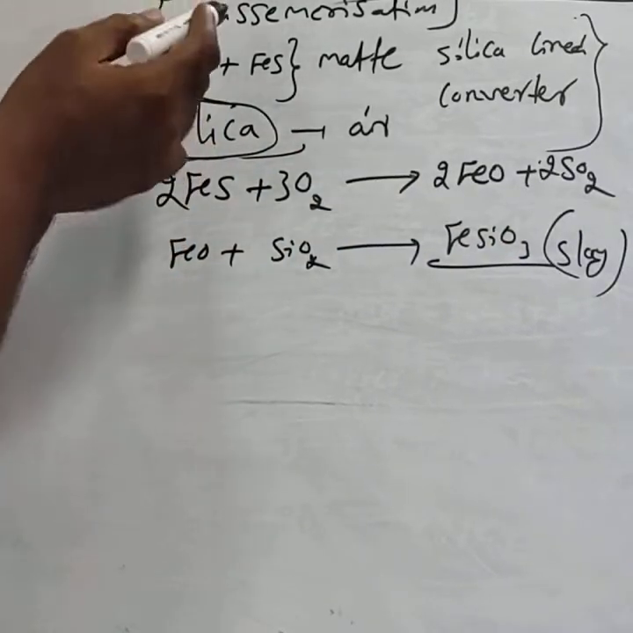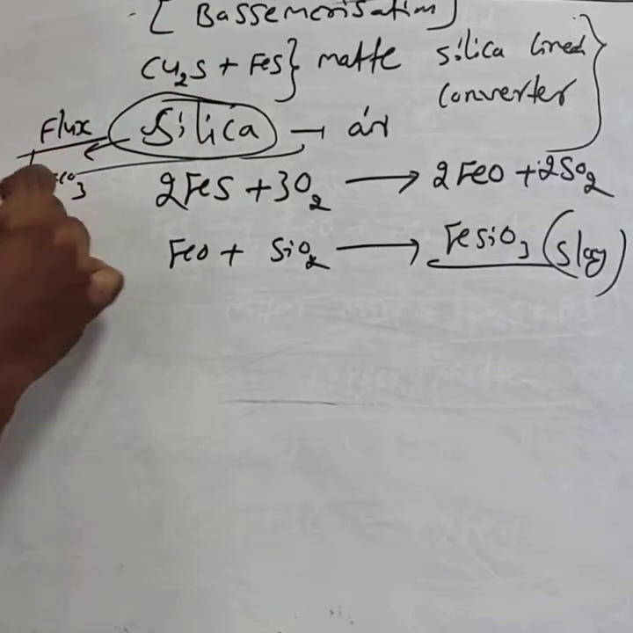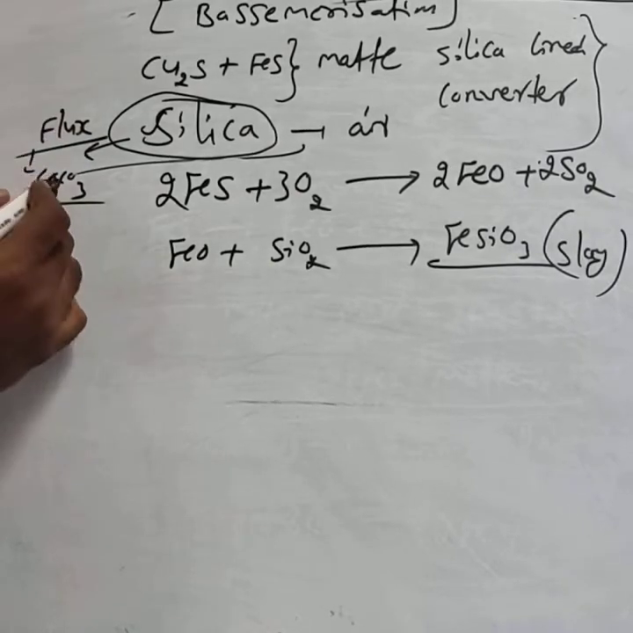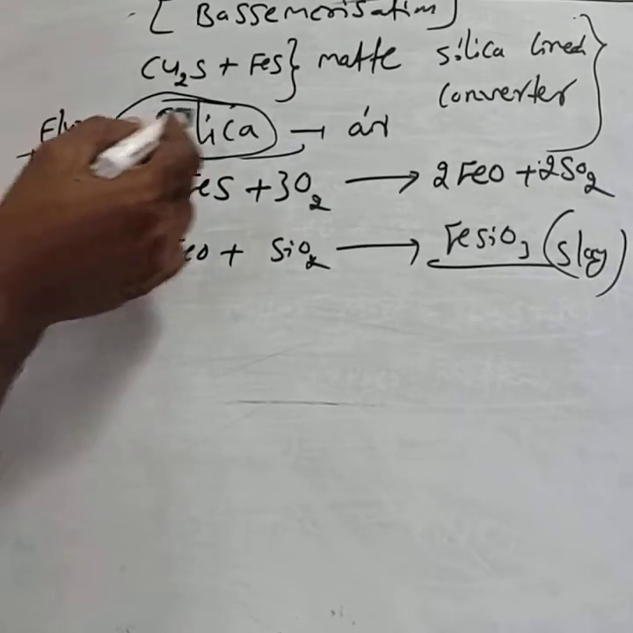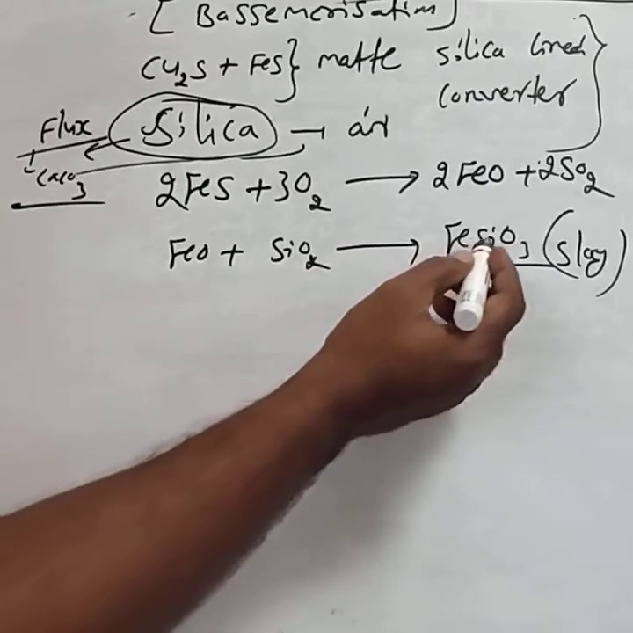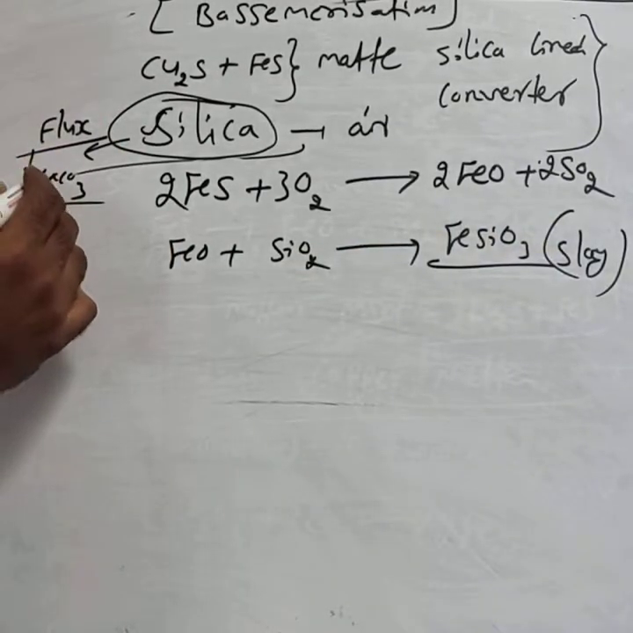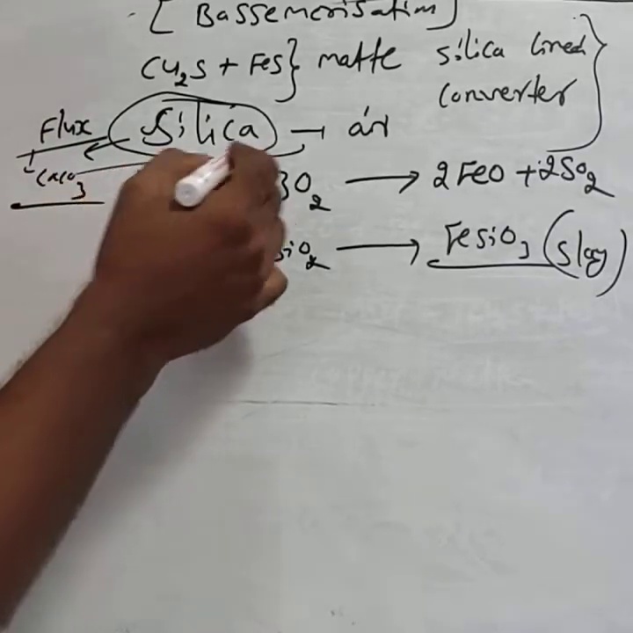In the metallurgy of copper, the flux used is silica, while in the metallurgy of iron, the flux used is limestone. In the extraction of copper, the slag formed is ferrous silicate slag. In the extraction of iron, the slag formed is calcium silicate, CaSiO3. These are the two differences.